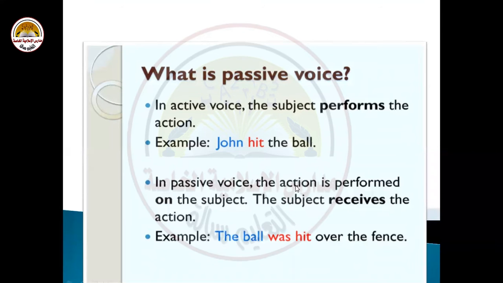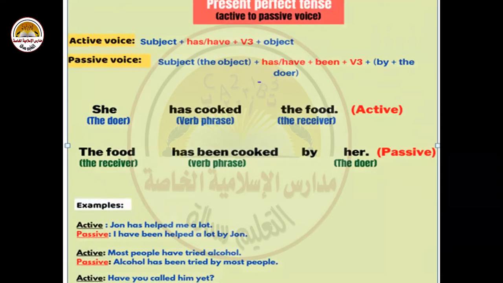In passive voice, the action is performed on the subject. The subject receives the action. For example, the ball was hit over the fence. Okay.